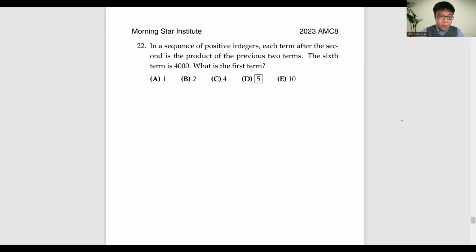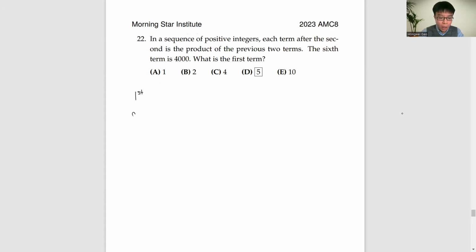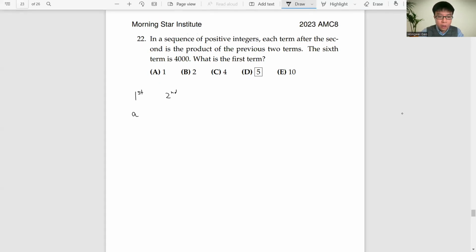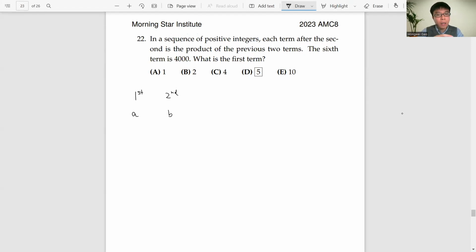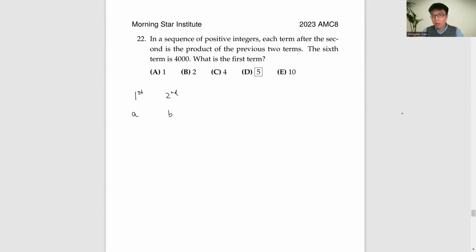Let's consider the first term, let's call it A, and the second term, let's just say B. Then we can use A and B to get other terms by the rule. The third term is the product of the previous 2 terms, which is B times A, so AB. Now the fourth term is the product of the third term and second term, which is A times B squared. The fifth should be the product of A B squared and AB, so it's A squared B cubed.